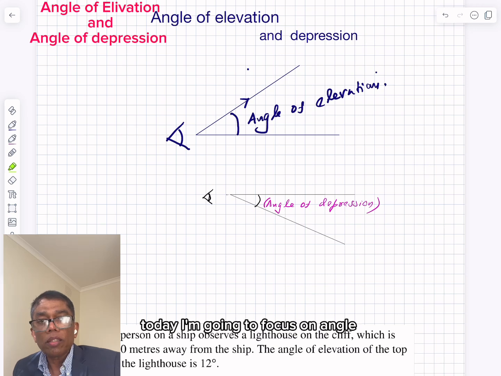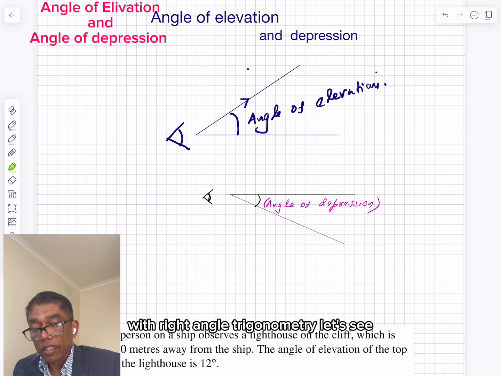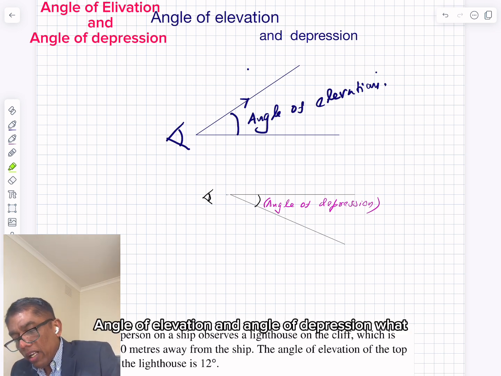Hi all. Today I am going to focus on angular elevation and angle of depression with right angle trigonometry. Let's see angular elevation and angle of depression.